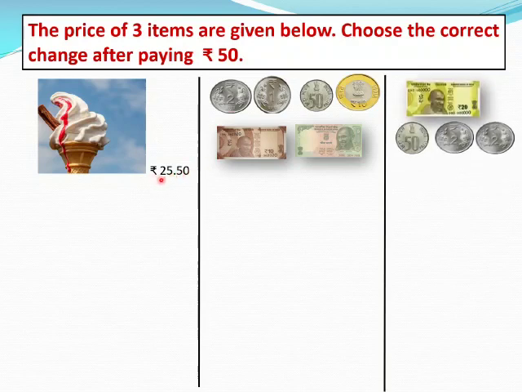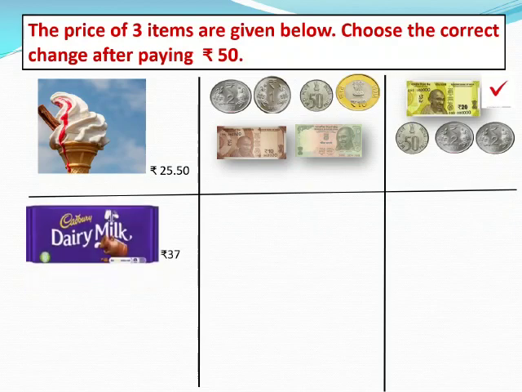Now we will see. Start counting from the smaller amount. 25 rupees 50 paise plus 50 paise is 26, plus 2, 28, plus 2, 30, plus 20 is 50 rupees. Yes, we have to add up to 50 rupees, right? So, which is the correct option? Second one. So, what is the correct change you will get? 20 plus 2, 22 plus 2, 24 plus 50 paise. That is 24 rupees and 50 paise you have to get as a change. Now, let us see what is the next question.